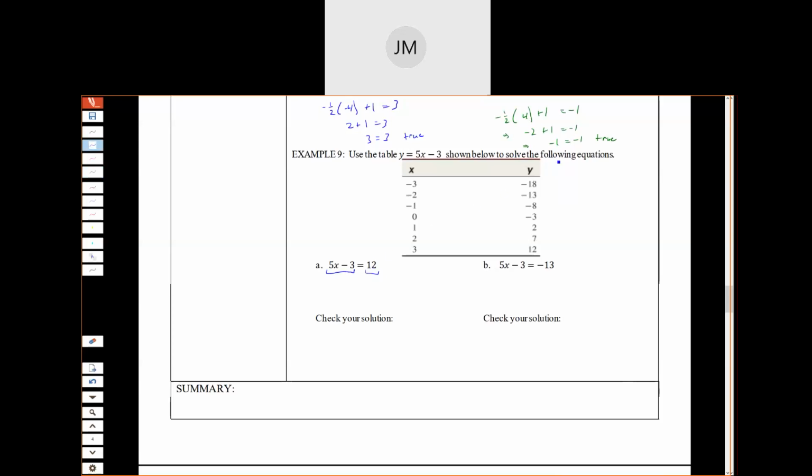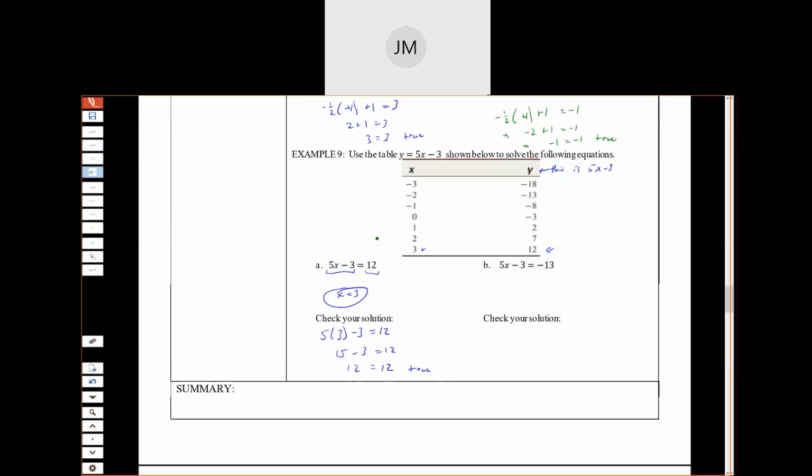Okay, this y value is 5x minus 3. So what I'm doing is just looking for where that y value is equal to 12. I can say, oh, here it is, and that happens when x is 3. So x equals 3. Check your solution: 5 times 3 minus 3 equals 12. So 15 minus 3 equals 12. So 12 equals 12. That's true.